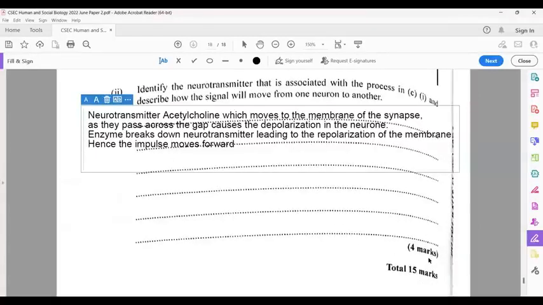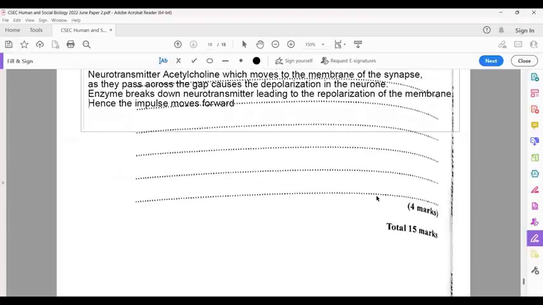And 4 marks. So do let us know if you would have used different examples, but this would bring an end to the May-June 2022 Human and Social Biology paper.